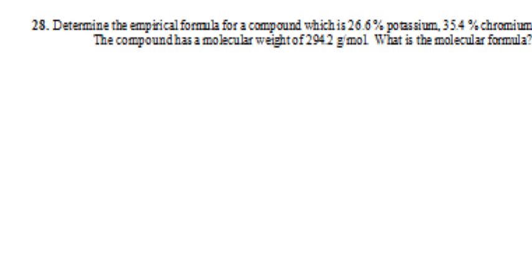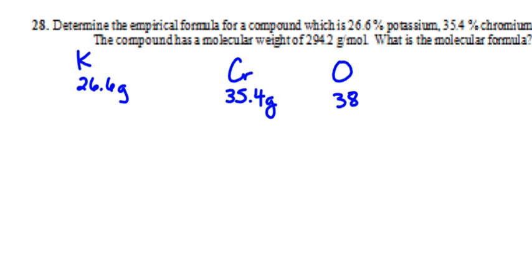Determine the empirical formula for a compound, and now we're going to stay in order. I want you to put things in order that you get them. They're percents, so we're going to assume 100 grams and write these as grams. We've got potassium at 26.6 grams. We have got chromium at 35.4 grams. And then we have got oxygen. I can't see it. I don't know where it went. Can y'all see it? 38.1 grams.